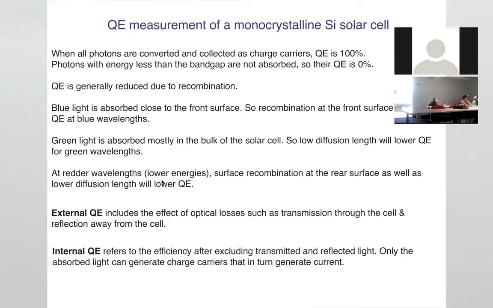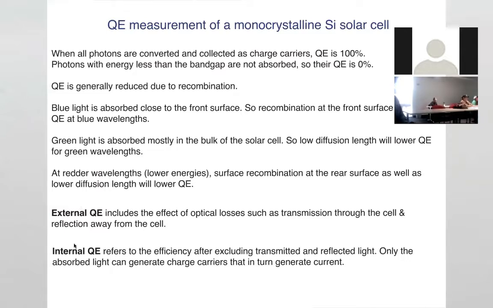At redder wavelengths, which have lower energies, they penetrate deeper into the solar cell, and the recombination happens at the rear surface. Also, they suffer from lower diffusion length, just like the green light. So these are the main reasons, which is very similar to what we just talked about in the previous slide.